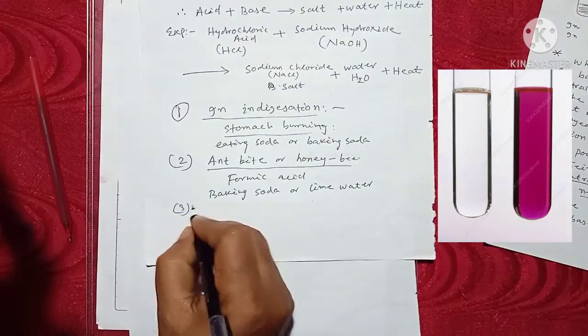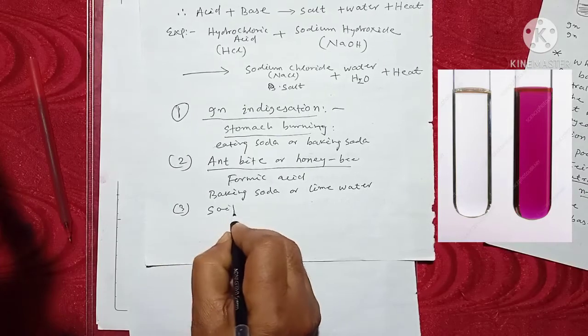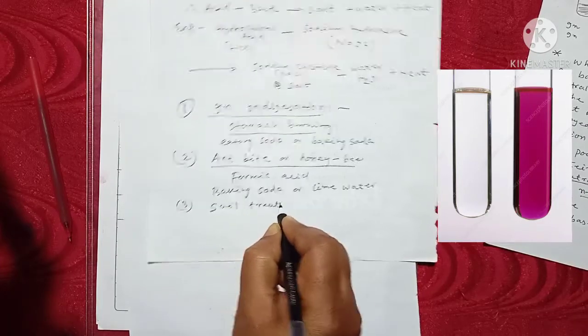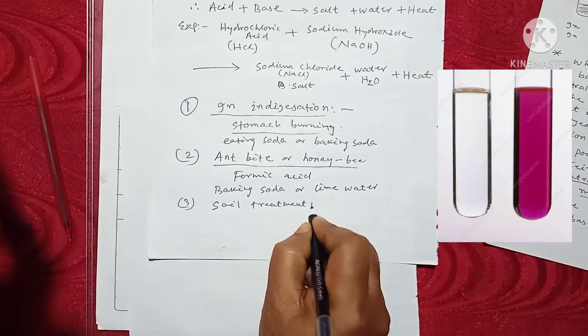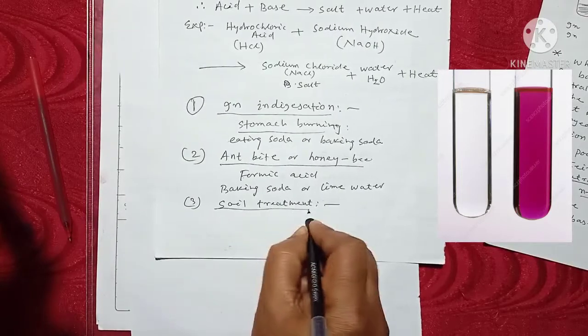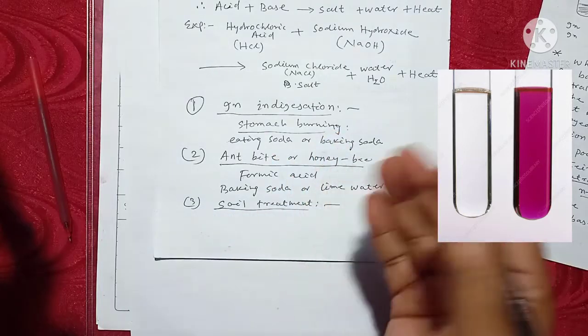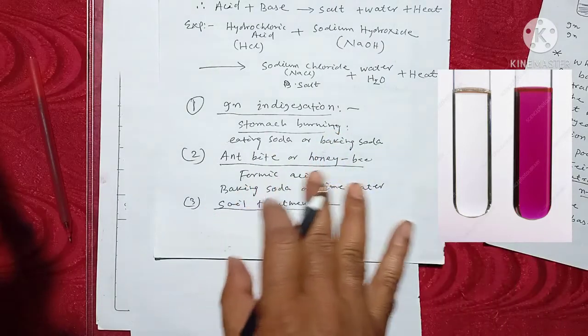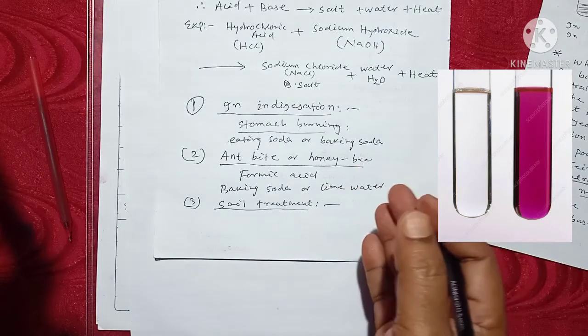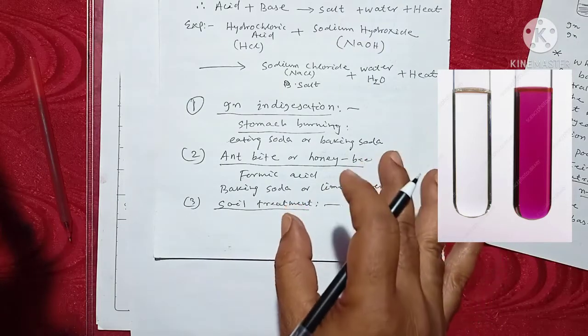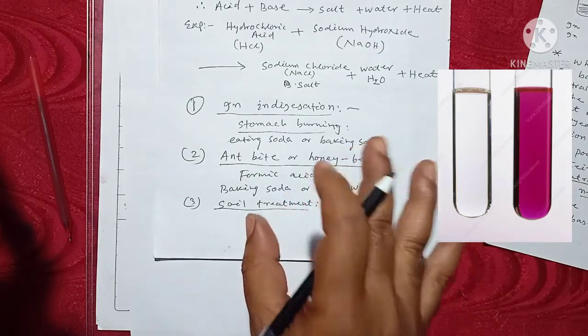Another is soil treatment. Due to continuous farming, the soil becomes more acidic or more basic. Plants do not grow well if the soil is too acidic or too basic.